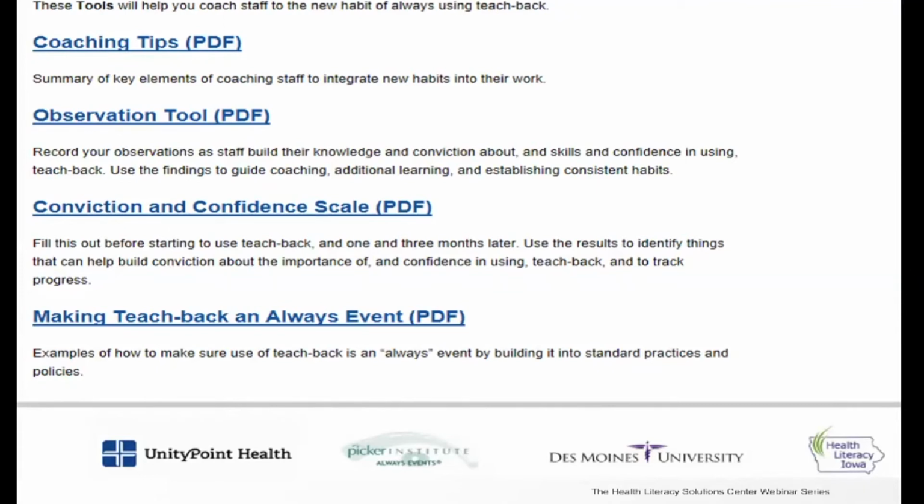Based on behavioral change and motivational interviewing, we've incorporated a conviction and confidence scale to help identify whether someone thinks that this isn't all that important. Then you really want to help them understand why it is important. And then the confidence, if someone's confident in one part of it, what do they want or need to work on to improve their overall confidence?